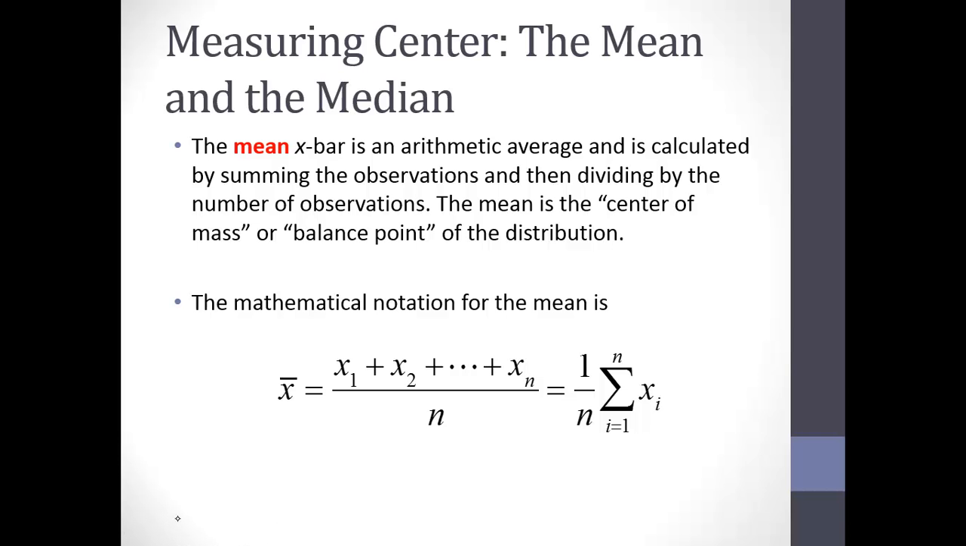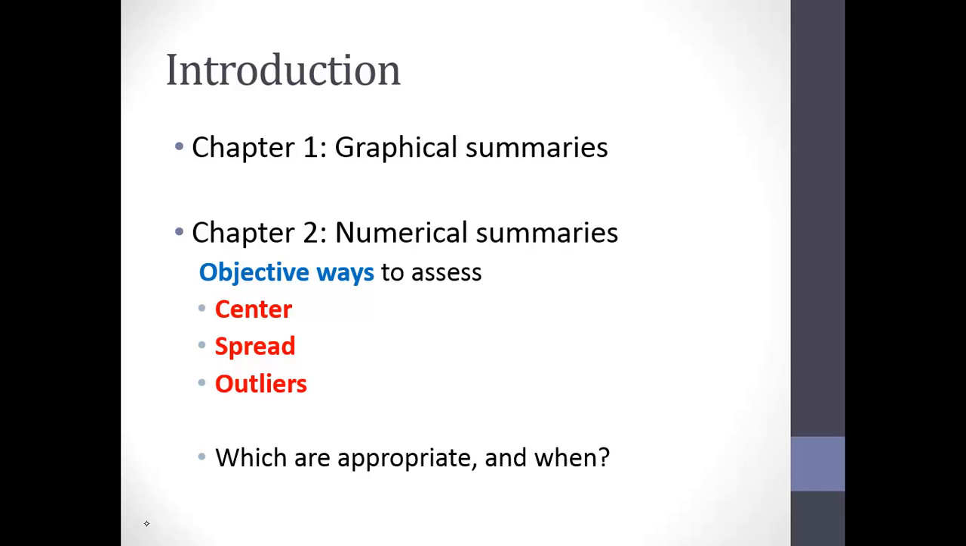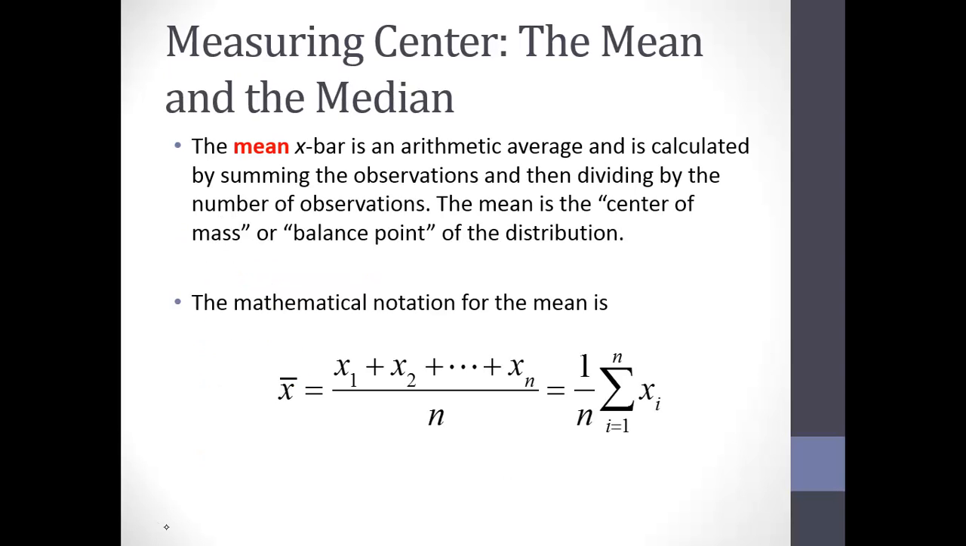Okay, here we go. So again, we're talking about numerical summaries of our data. The first one we're going to talk about is measuring the center. Before, when we were looking at a distribution, we talked about the center of that distribution. The first way we're going to do that is by using the mean, or the arithmetic average.